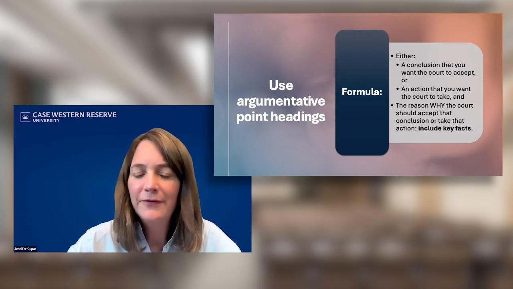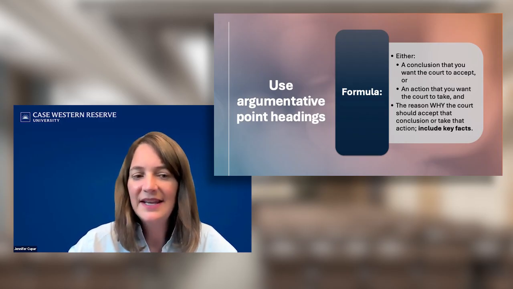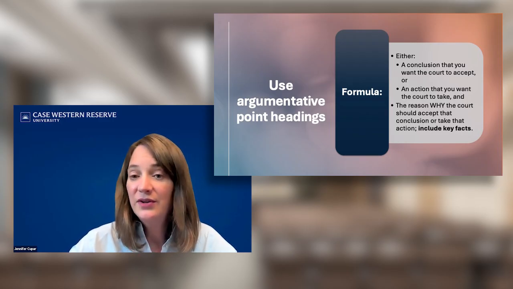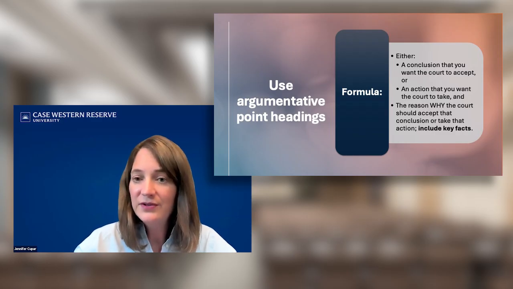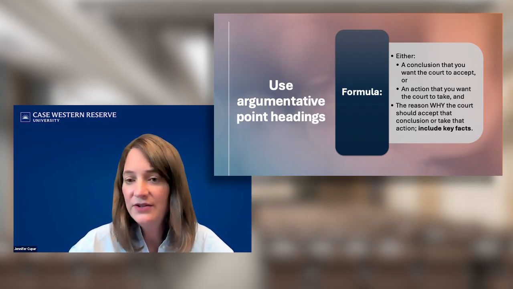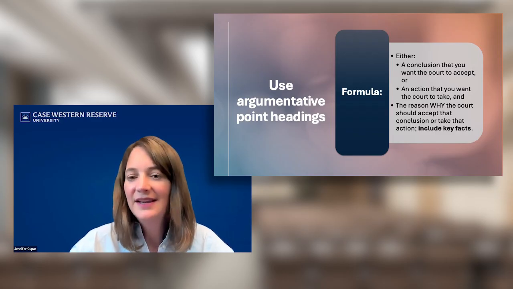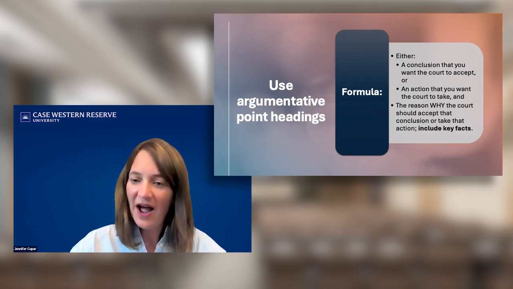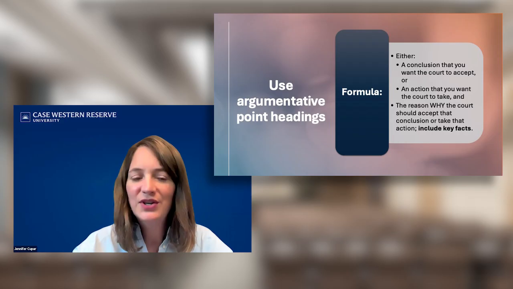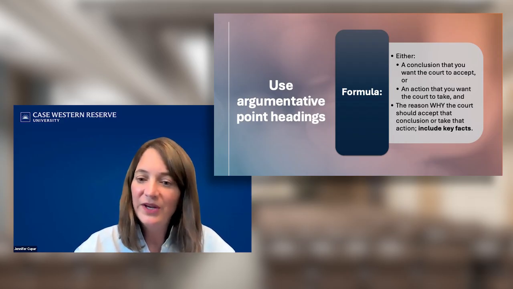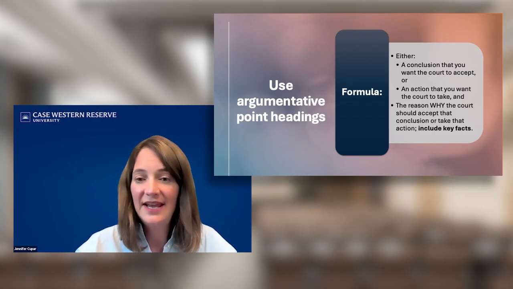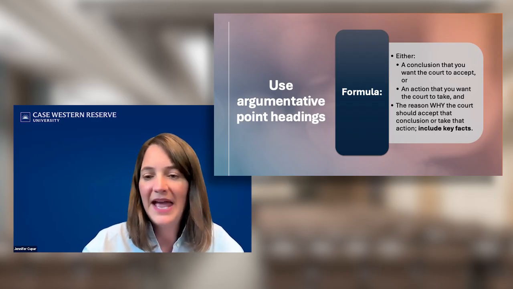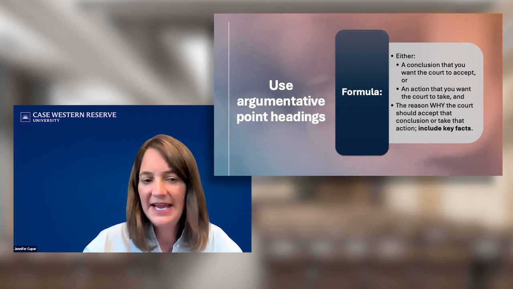So the formula for argument point headings is that they should identify the conclusion that you want the court to reach or an action that you want the court to take, and the reason why the court should accept that conclusion or take that action. And usually that means you're going to have to include the key facts that support what you're saying, the conclusion that you're asking for, or the action that you are asking the court to take.